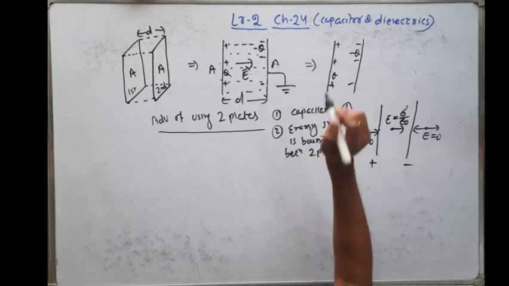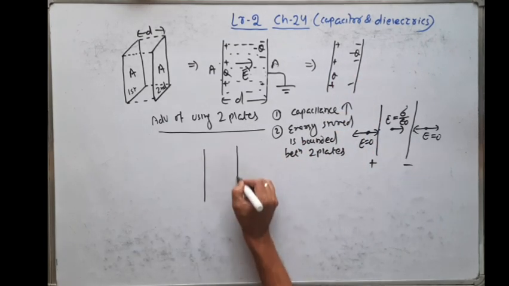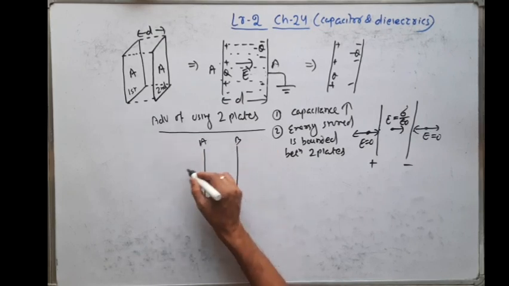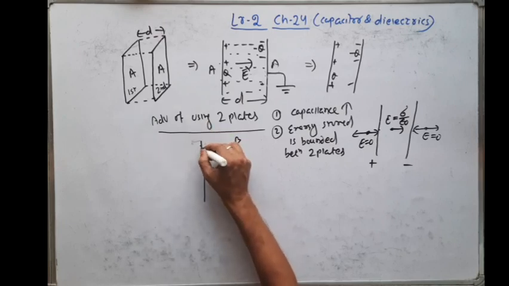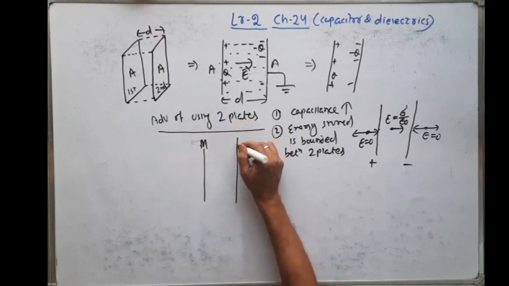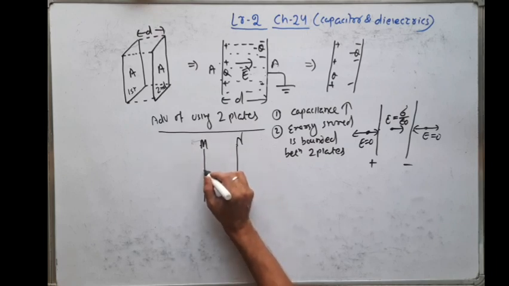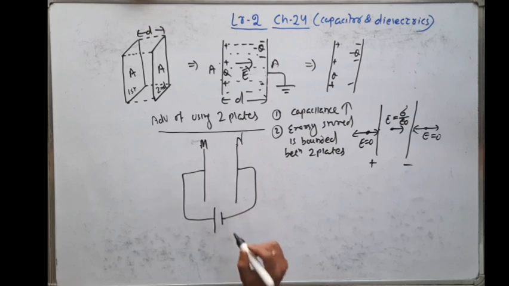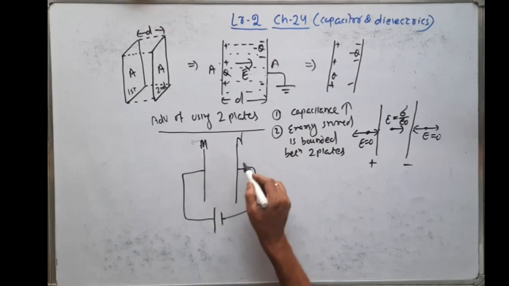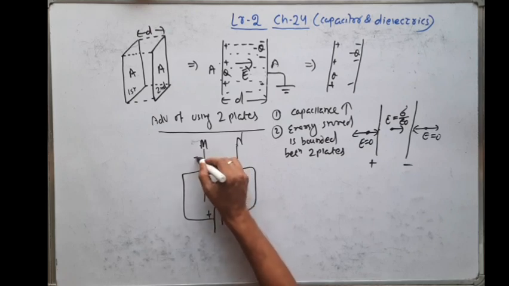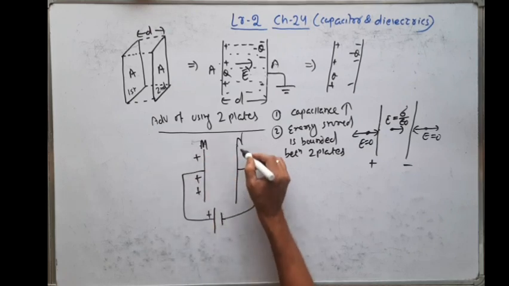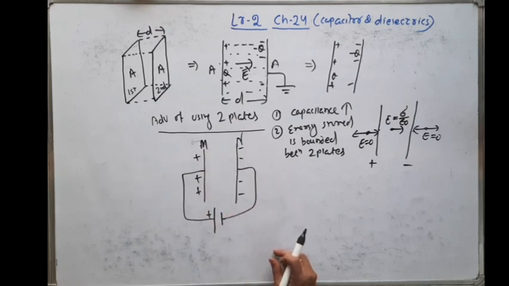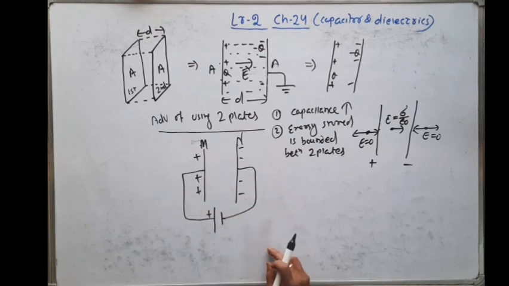Now see, how can you charge the two plates? How can you charge the capacitor? Suppose this is plate A, this is plate B. I am not taking A because A indicates the area of the plate. Anyway, this is plate M, this is plate N. I will connect a cell or battery to these two plates. So this M is positively charged and this is negatively charged. In this way we can charge the two plates of the capacitor.